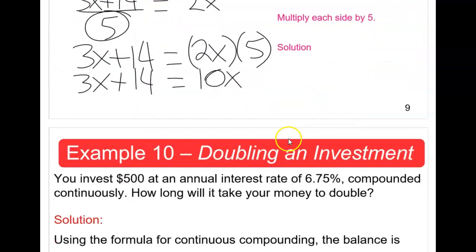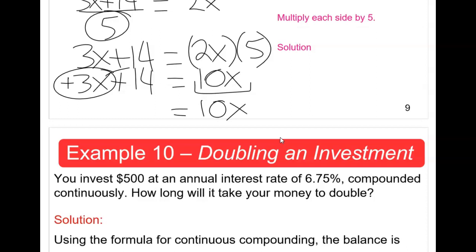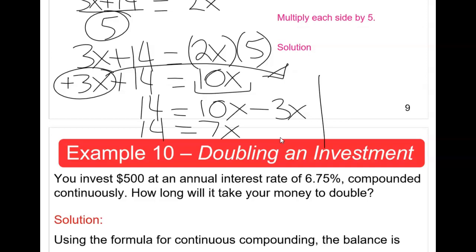Then from here, we want to keep our x's on the same side. Just because 10x has a bigger absolute value than 3x, I'm going to keep 10x on the right side. And then I will take this positive 3x across the equal sign, so it will go from adding to subtracting, or from positive to negative. Here we still have our 14 on the left side of the equation. So we combine like terms: 10x minus 3x will be 7x. And then 14 divided by 7 is equal to x, so x is equal to 2.